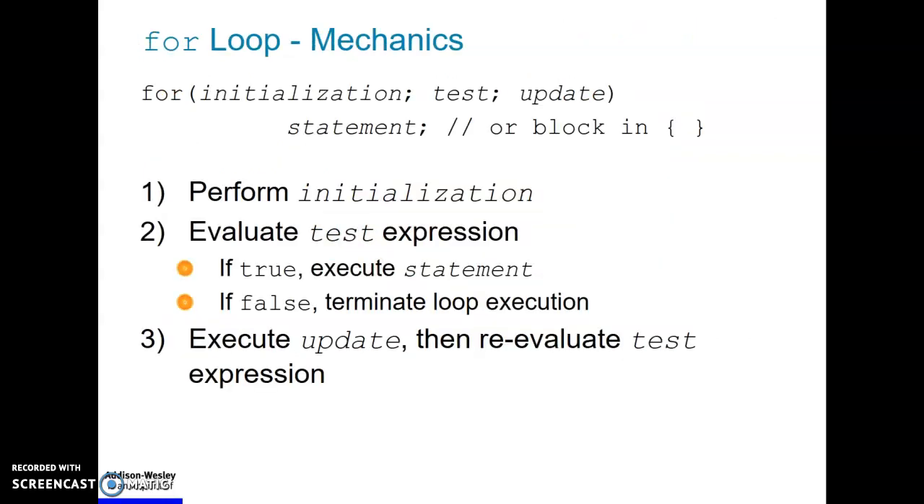So it performs the initialization, evaluates the test that it's still in the range. So it's a pretest loop. So we still need to make sure that our initialization is appropriate within the test. It evaluates the test. If it's true, it does the body of the loop. If it's false, it's going to terminate the loop. It's going to execute the update and then retest as long as it's valid.